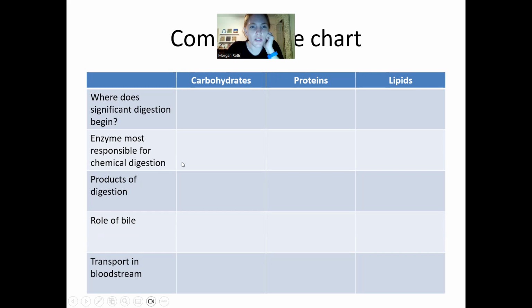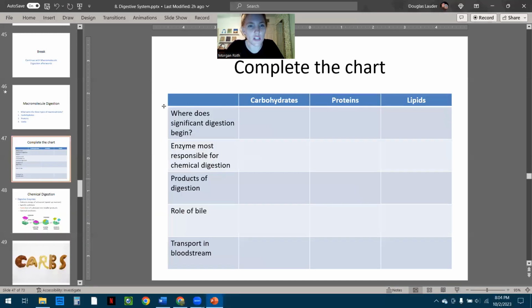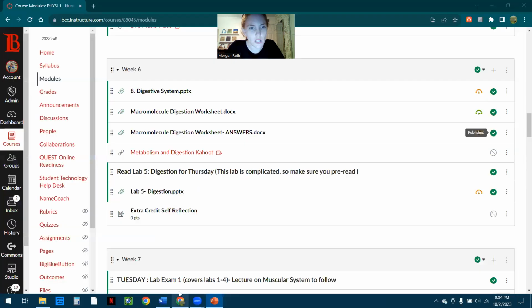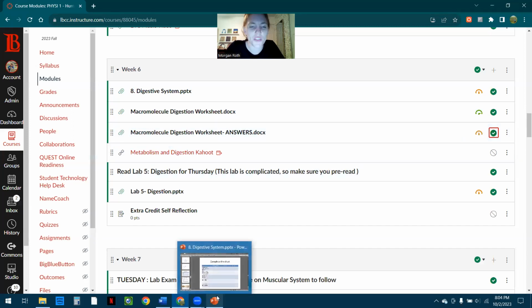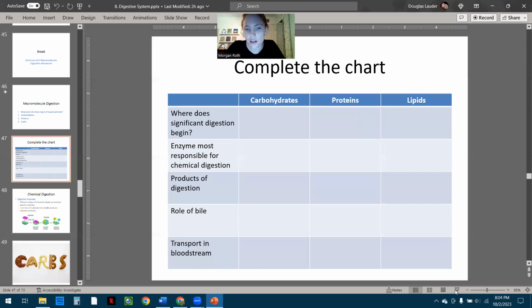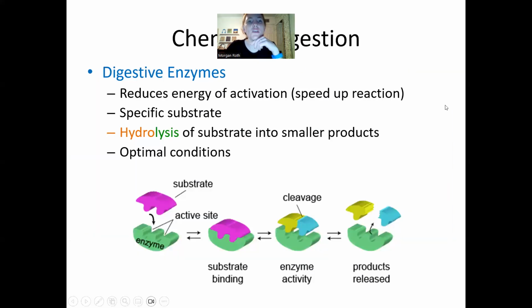As you work on this, I do recommend filling out the chart, and the chart can be found in the week 6 modules. So let's see, where is it? This one, macromolecule digestion worksheet. Okay, so go ahead and work on that. You can do it while I'm talking or at the end as a review. And I have already published the answers, so you can check it out first. Okay, so try to do it without the answers first. Okay, working on to carbohydrates.